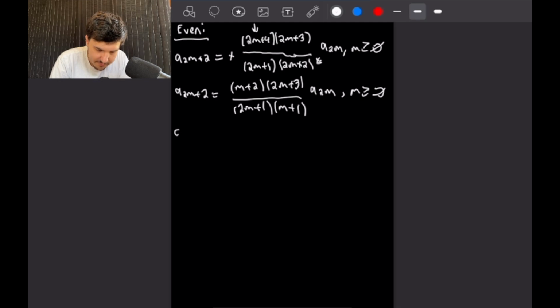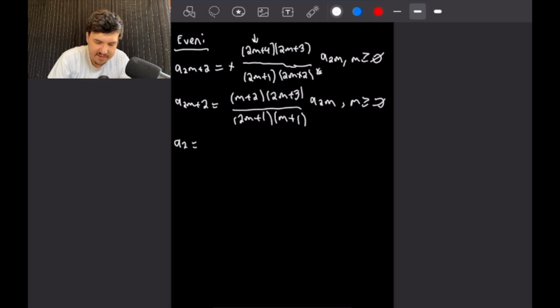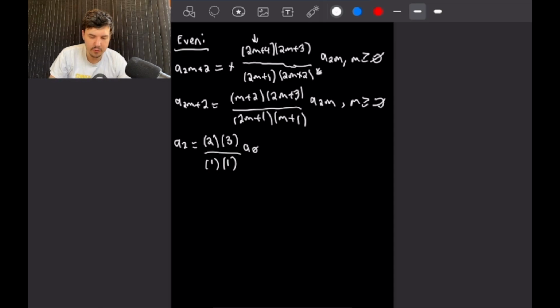So starting out, we will have our a sub 2. So when we have a sub 2, our m will be equal to 0. So let's go ahead and plug that into our definition here. So when our m is 0, we will be left with a 2 times 3 in the numerator, and that will be over a 1 times 1 in our denominator, and that will be times a naught. Like I said, I'm not going to multiply these out because we do not want to simplify this. We are looking for the general form.